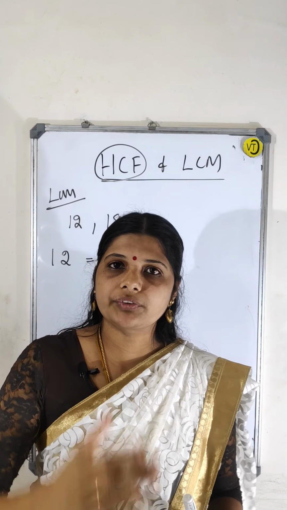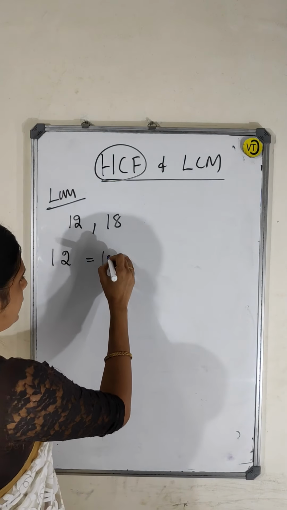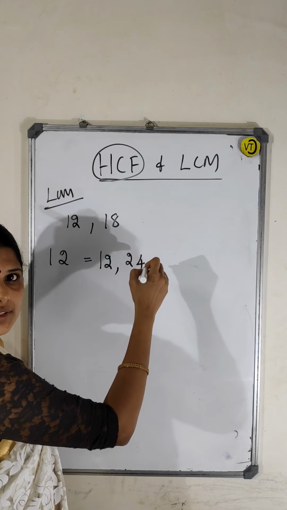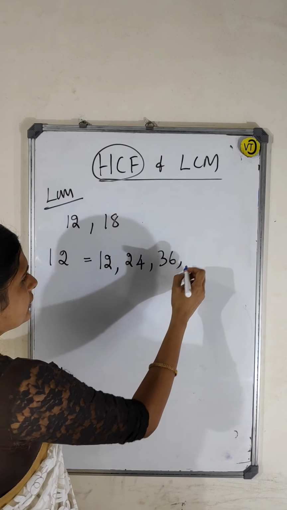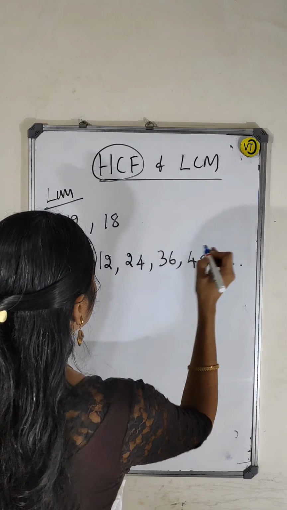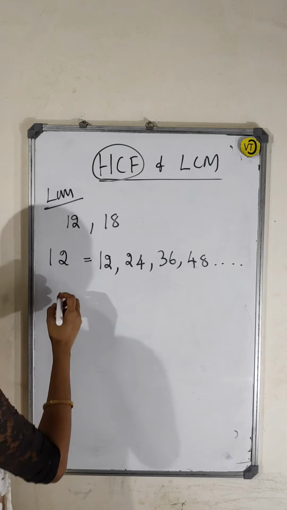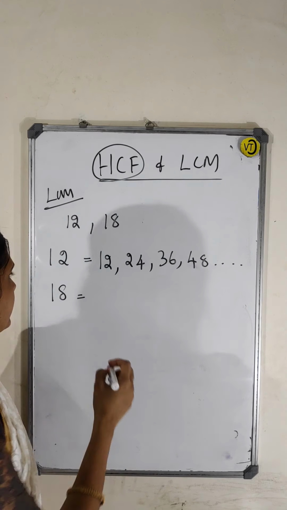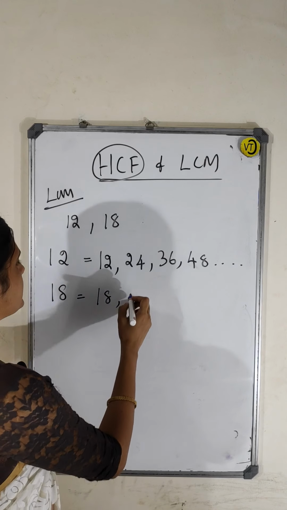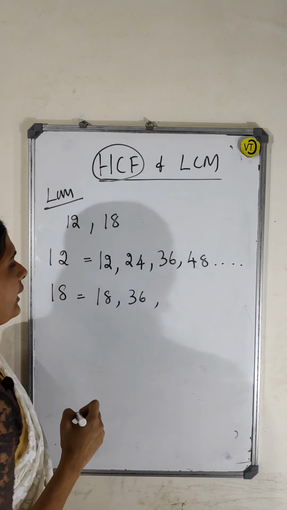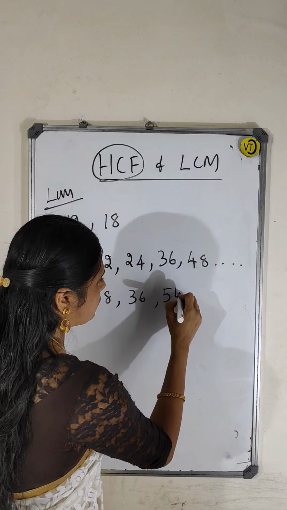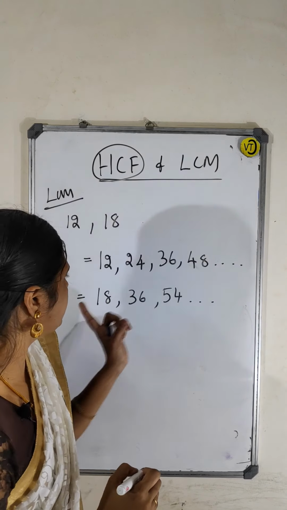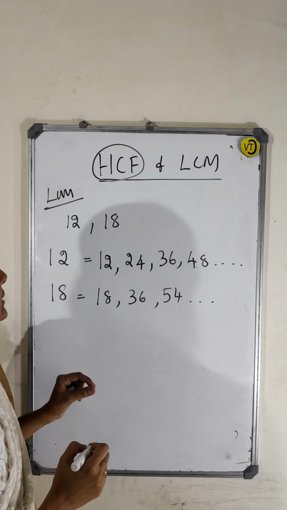What are the multiples of 12? Tell me. 12 ones are 12, 12 twos are 24, 12 threes are 36, and 12 fours are 48. It will go on. Then what about 18? You have to write its multiples. 18 ones are 18, 18 twos are 36, and 18 threes are 54. It will go on. I have to write the multiples. Least means, in the sense, what is the least?